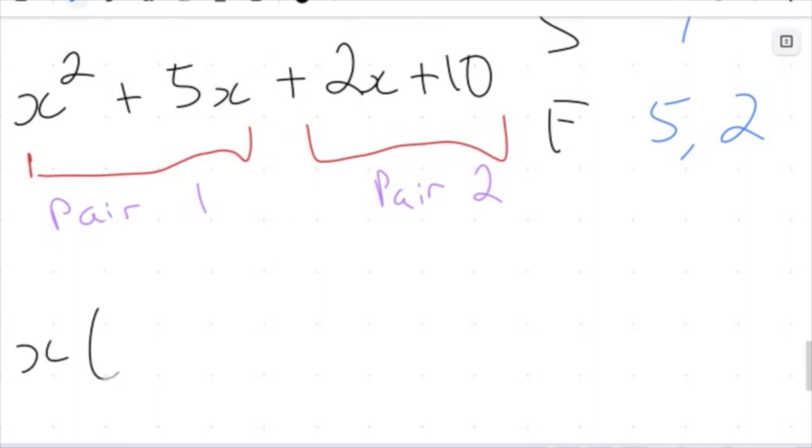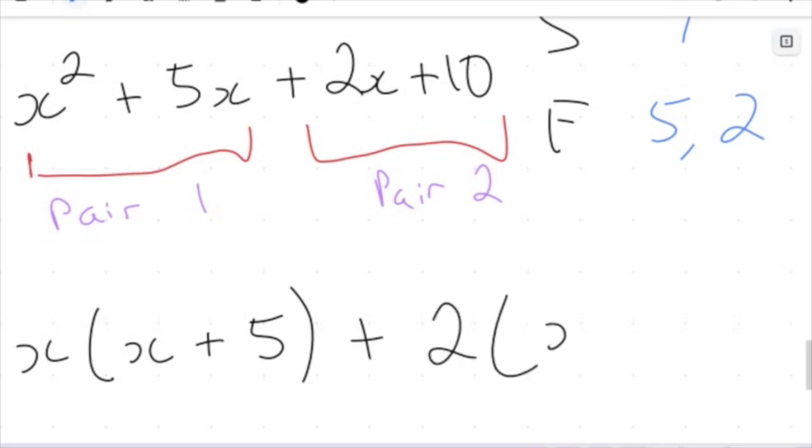This first pair becomes x outside of x plus 5, because x is the common factor in both of these terms. Now, what's the common factor from my other pair? Well, that's going to be 2. 2 goes into both 2x and 10. So I can pull that out the front. Plus 2 outside of x plus 5.